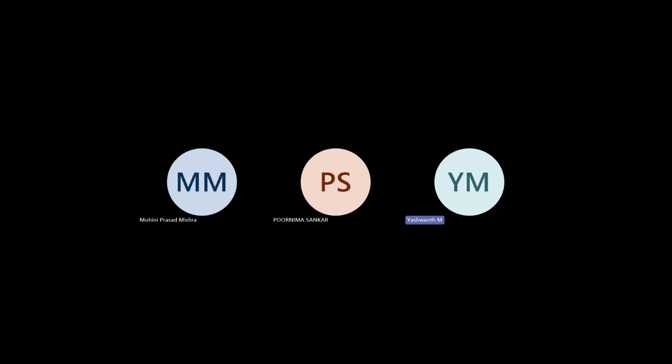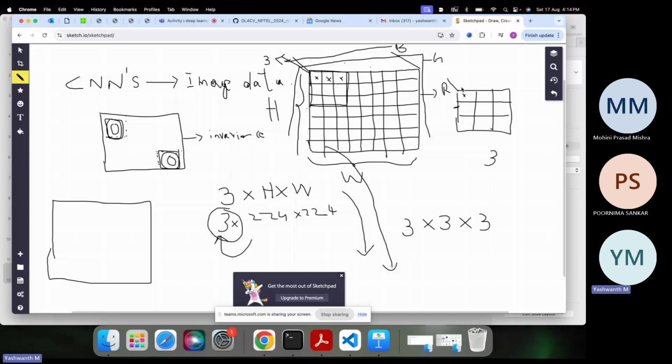We overlay this 3 cross 3 filter on this 3 cross 24 cross 24 image, and we keep sliding it and noting the responses. So if we run it entirely on this image, we end up getting 1 point here.